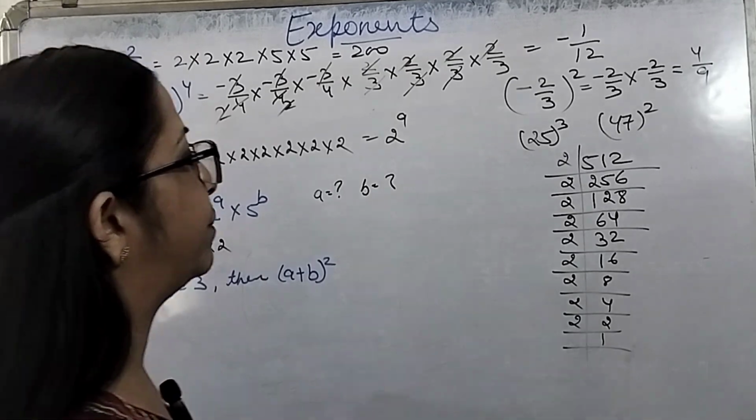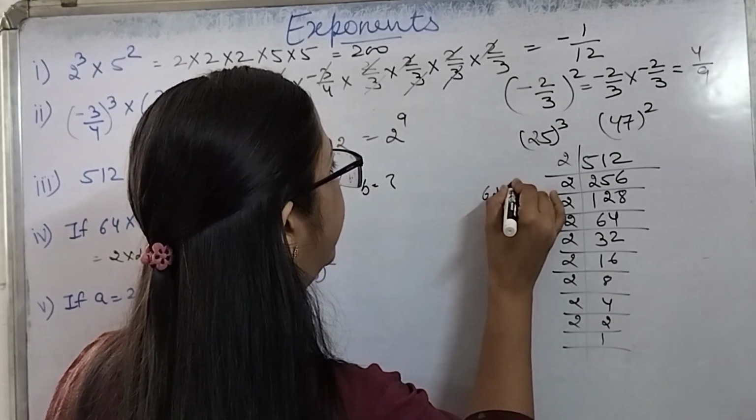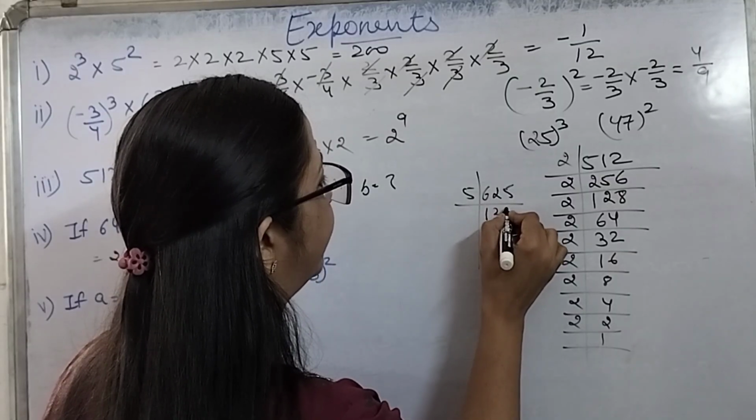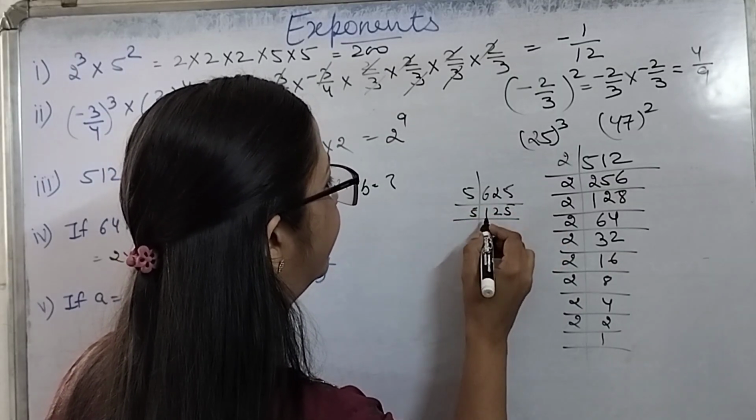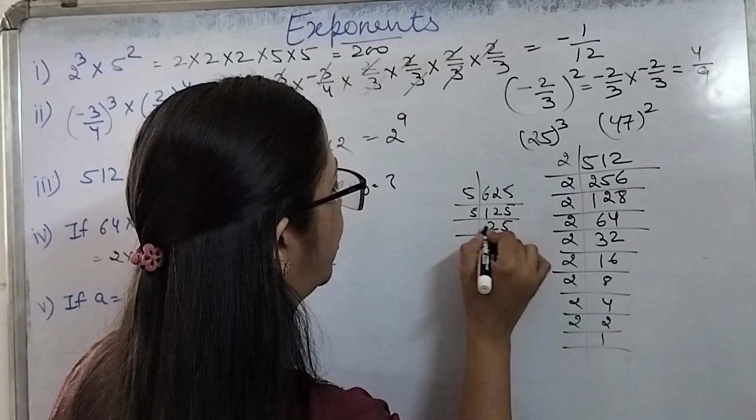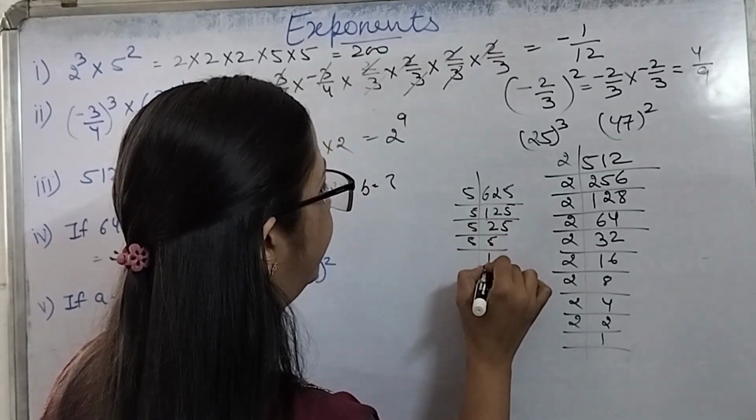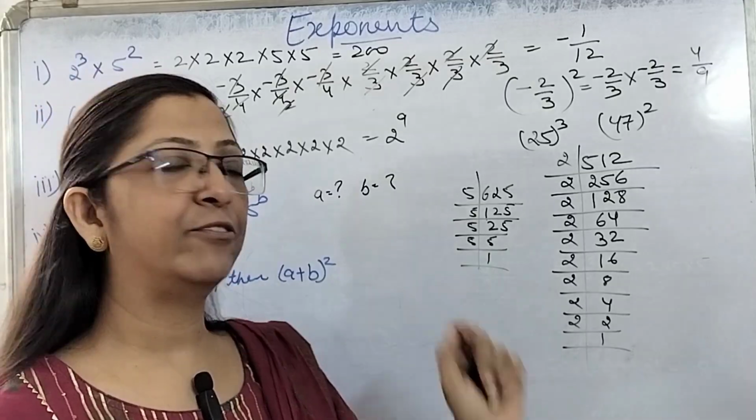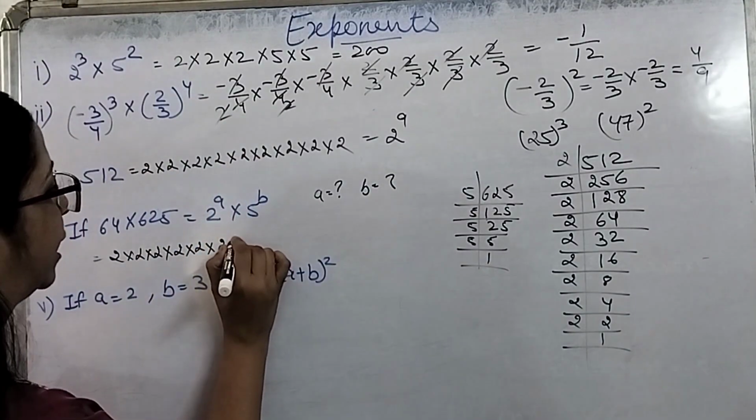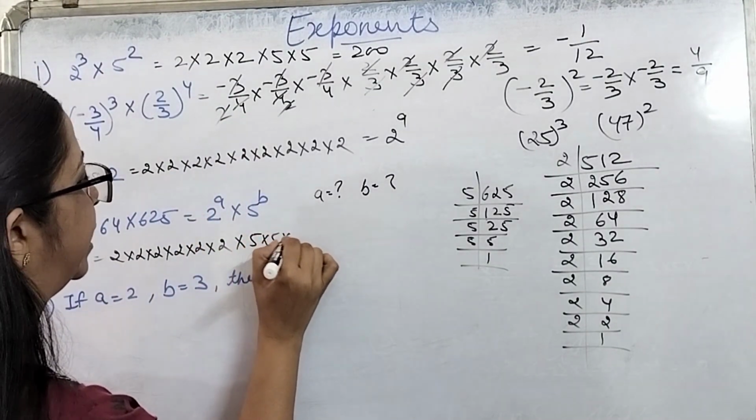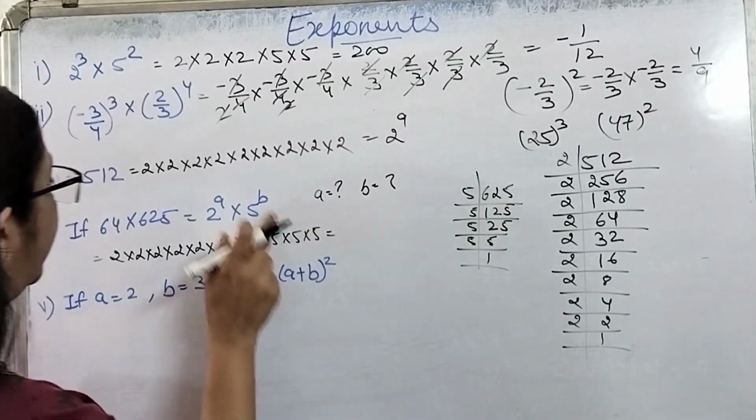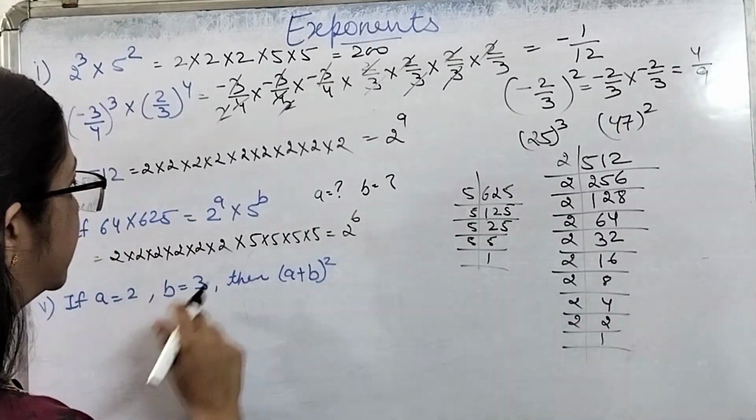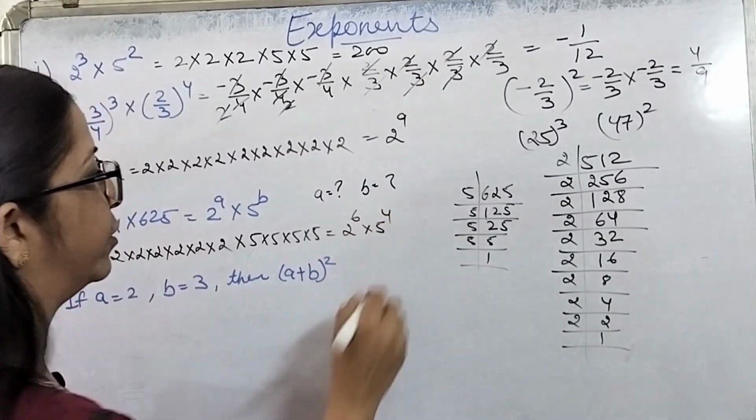Now if we do the prime factorization of 625, it will be 5 multiplied by 5 multiplied by 5 multiplied by 5. So it can be written as 5 into 5 into 5 into 5. In the exponential form, we can write it as 2 raised to the power 6 multiplied by 5 raised to the power 4.